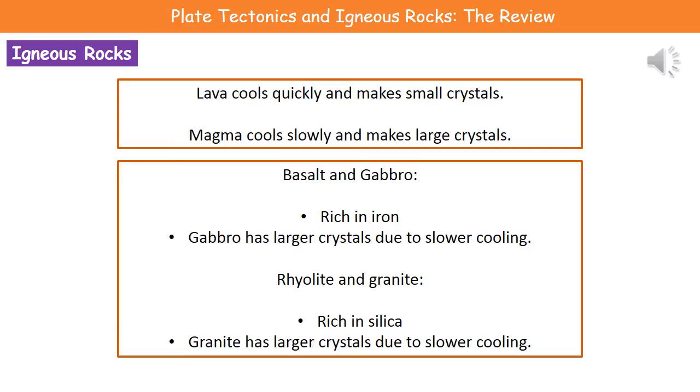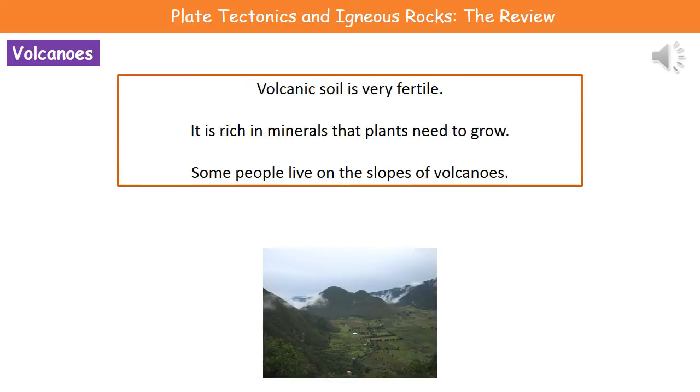If we look at a couple of examples of these igneous rocks then, we have basalt and gabbro first of all. Now both of those are rich in iron, and the gabbro has much larger crystals than basalt because it cooled slower. If we compare rhyolite and granite, they're both rich in silica, but granite has got larger crystals than the rhyolite because it cooled slower.